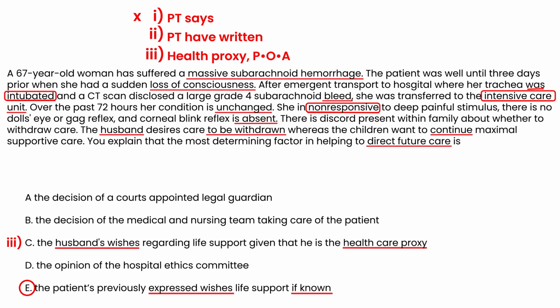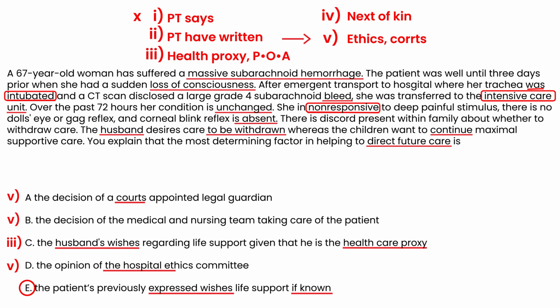If you keep going here, A is involving the courts. So if you remember, 4 was actually the next of kin, if there's no power of attorney or proxy, and 5 was actually the hospital ethics committee or the courts. So the courts are actually 5, and hospital ethics committee is also 5. B, the decision of the medical and nursing team. Medical and nursing teams are probably going to be involved in the 5th one, the hospital ethics committee, so I'd put that as a 5 as well.